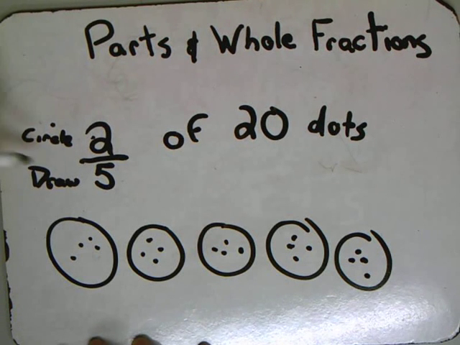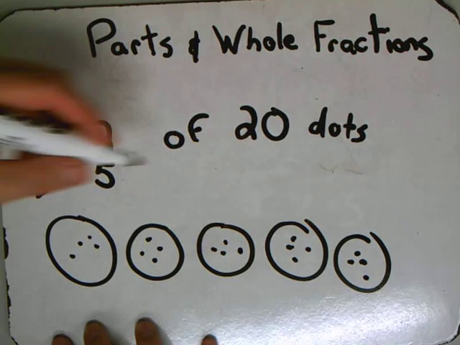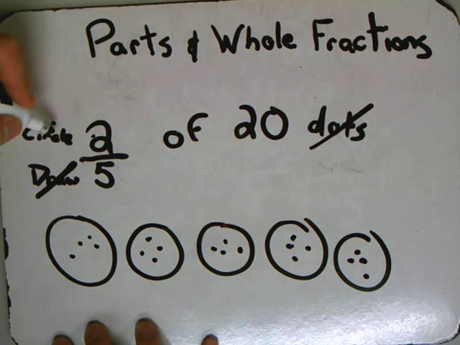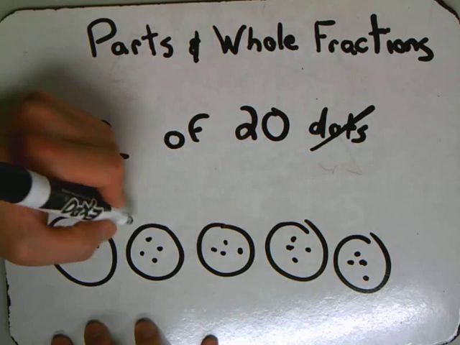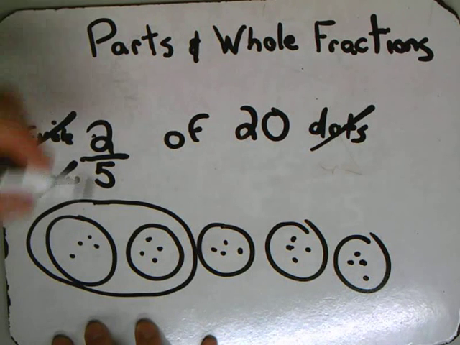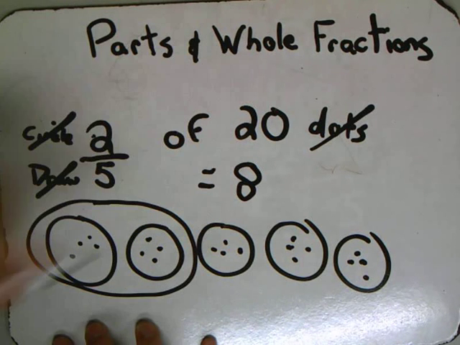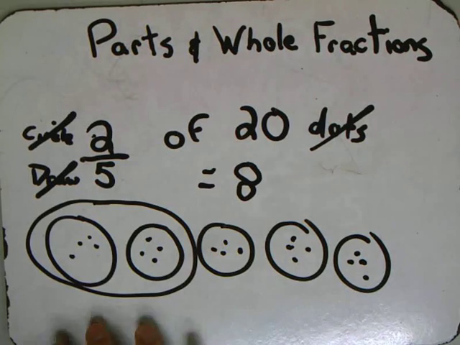Then the last thing, we've done draw. We drew 5 circles. We placed 20 dots. Now you have to circle 2 of them. And the dots inside here will be your answer. So you know 2/5 of 20 is equal to 8. And 8 is smaller than 20, so there's your answer. Alright, so that's one way that you can do it.